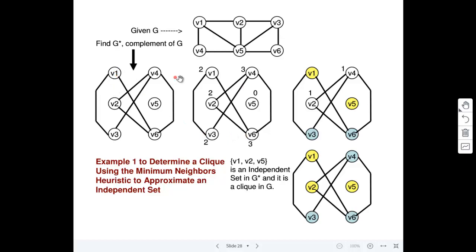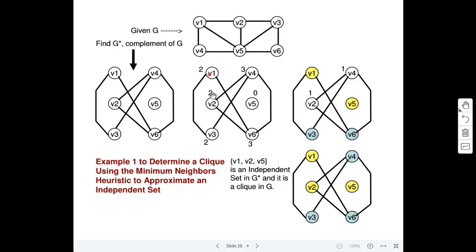So for V1 it has 2 neighbors, V2 has 2 neighbors, V4 has 3 neighbors, again in the complement graph. V5 has no neighbors, so it is 0 neighbors, and so on. So again, for a maximal independent set, we will prefer to include vertices with fewer uncovered neighbors. So to begin with, V5 has 0 uncovered neighbors. So let's go ahead and include V5 in the maximal independent set, and V5 will not cover anyone else.